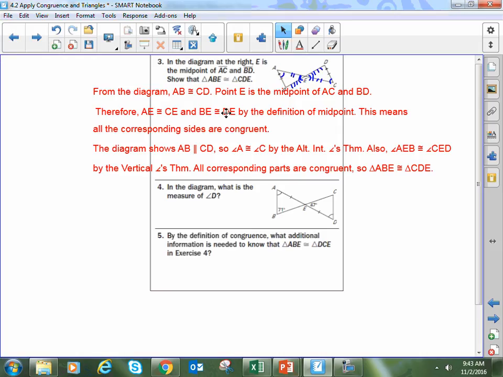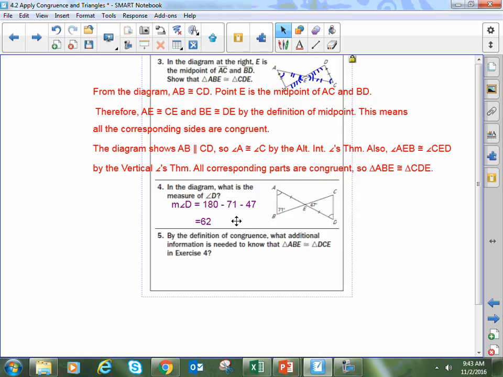Looking at number 4, in the diagram, what's the measurement of angle D? Well, again, we're looking at the third angles theorem here. So B and C are going to correspond to each other. And at point E, you do see that we have a couple of vertical angles. So all we're going to do is say 180 has to be subtracted by 71 and 47, so the measurement of angle D has to be 62 degrees.